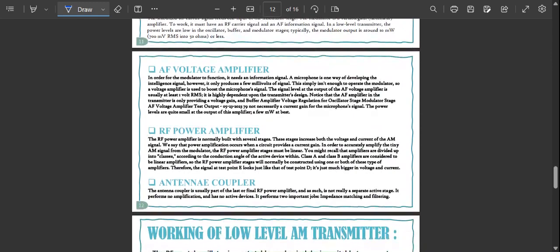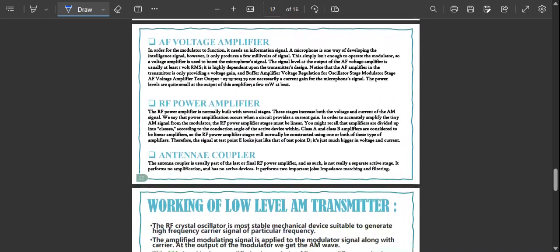AF voltage amplifier is another thing. It is highly dependent upon the transmitter's design. The signal level at the output of the AF voltage amplifier is usually at least 1 volt RMS. It's dependent on the transmitter's design. The power levels are quite small at the output of this amplifier, a few milliwatts at best.